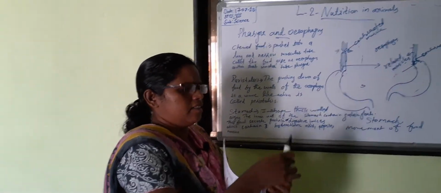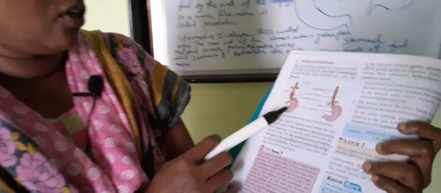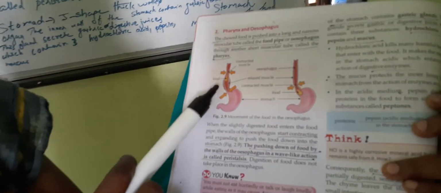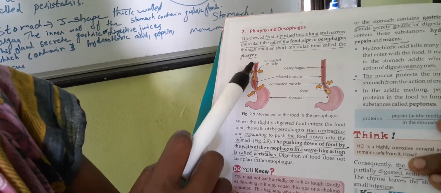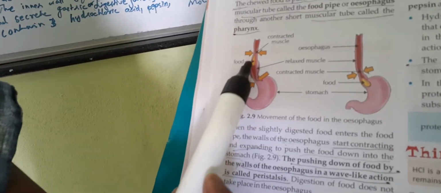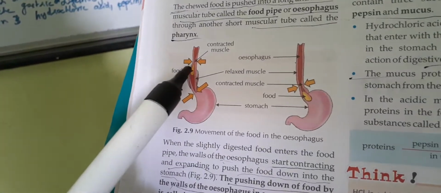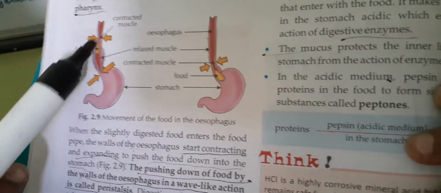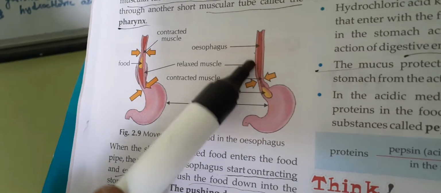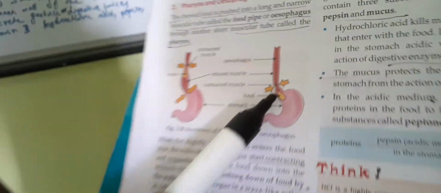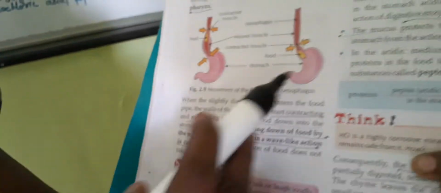Look here. So this is the movement of the food in the esophagus. There is only one stomach. So this is the tube, the esophagus. When food comes here, at that time this muscle is contracted. This is closing. At that time the lower side is open. At that time the food goes down. When the next food comes, this upper part is closing, contracted, and the lower part is relaxed. At that time the food goes to the stomach.